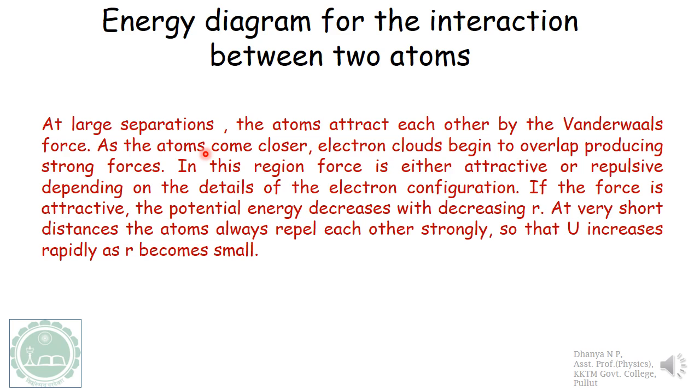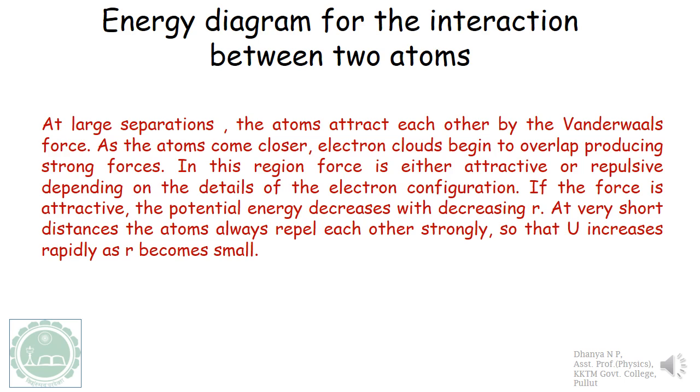As the atoms come closer, the electron clouds begin to overlap, producing strong forces. When the atoms are brought near, the van der Waals forces disappear and the strong force between them appears. In this region, force is either attractive or repulsive depending on the details of the electron configuration. If the force is attractive, potential energy decreases with decreasing r. At very short distances, the atoms always repel each other strongly, so that U increases rapidly as r becomes small. The energy diagram.